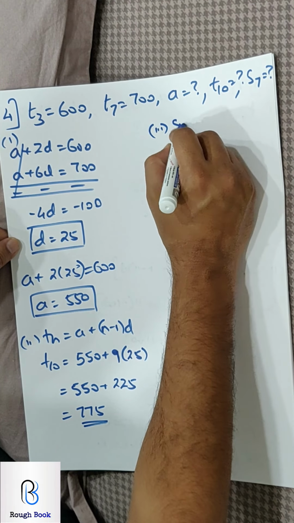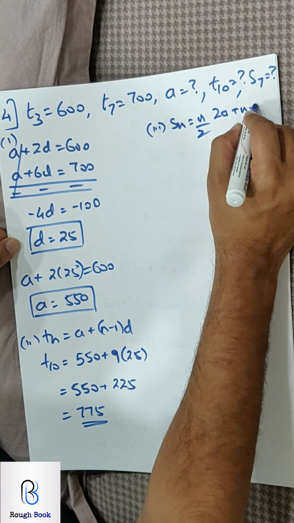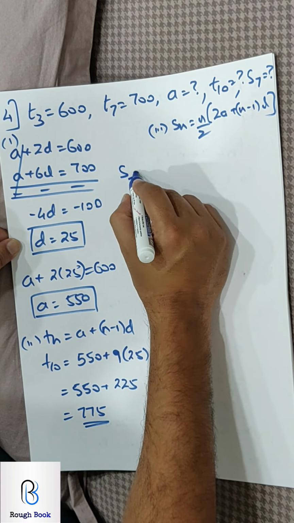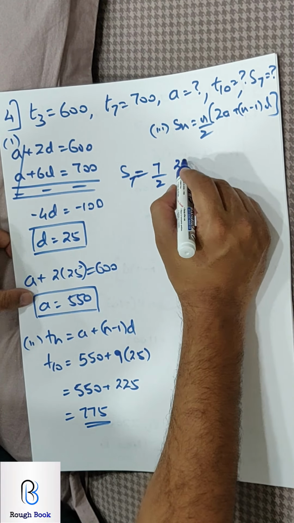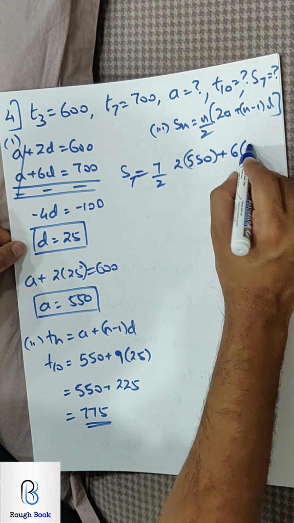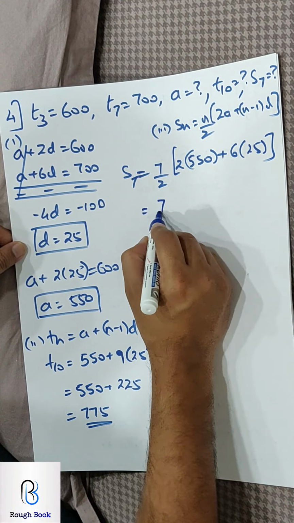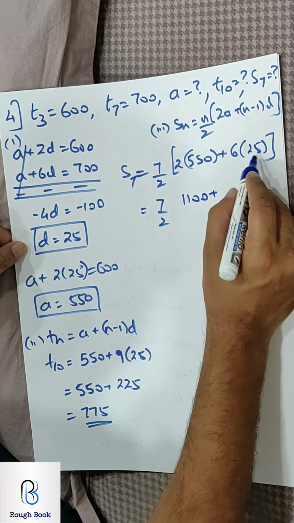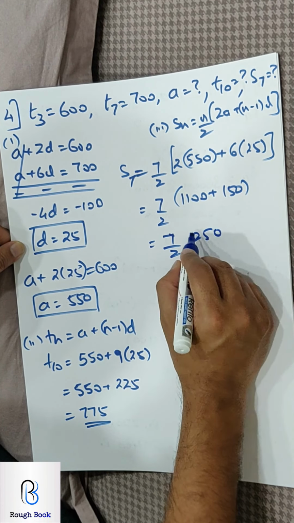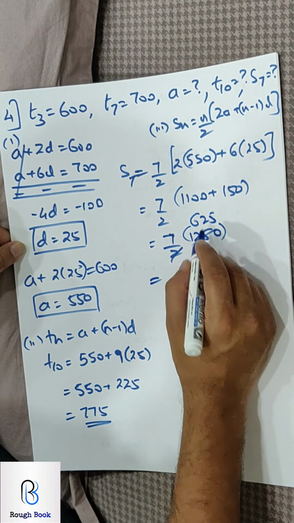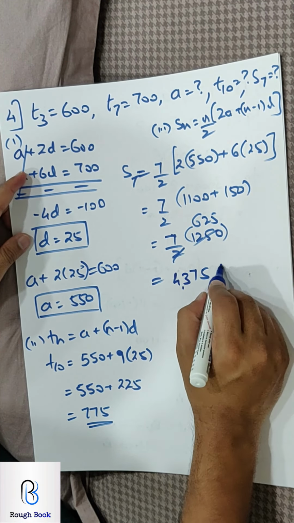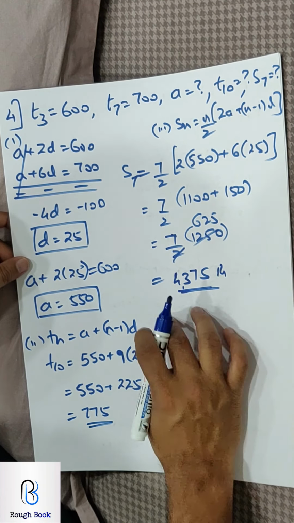For the last part, Sn is n by 2, 2a plus n minus 1 into d. Let's find it. So we are trying to find S7. So 7 by 2, 2 into a, which is 550, n minus 1, so 7 minus 1, 6, and d is 25. So 7 by 2, 1100, 150. So 7 by 2, 1250. I cancel 625. So 7 5s are 35, 14 plus 3, 17, 42, 43. So I get 4375. So write all the answers together.